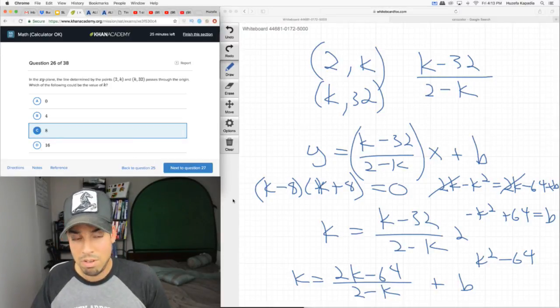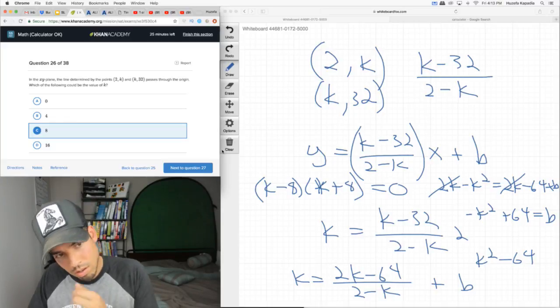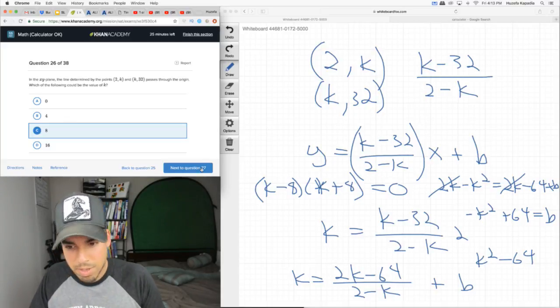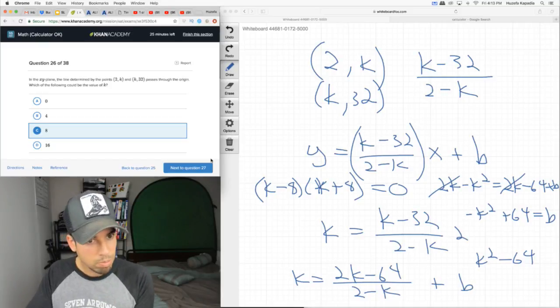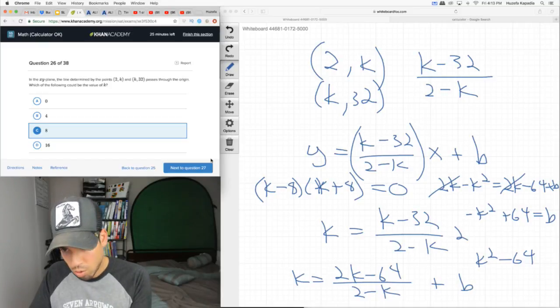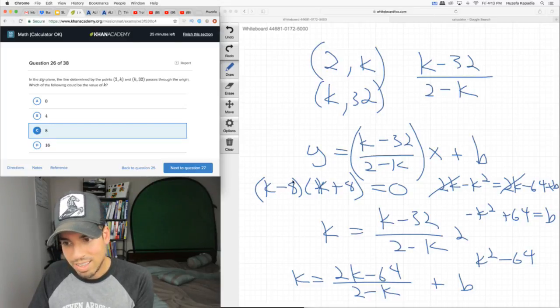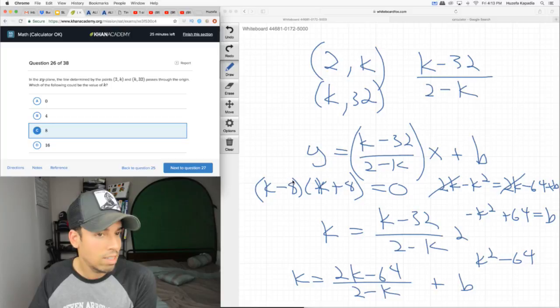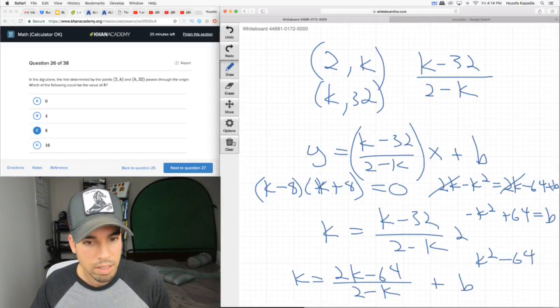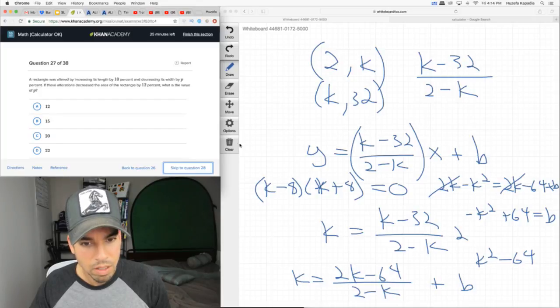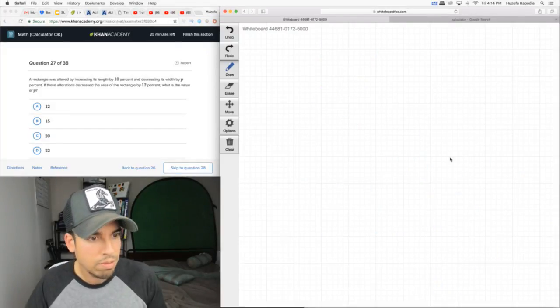Oh no, that feels weird to me. I have to go back and think about that. What I did was I set up an equation with the slope calculated, and then I chose one of the coordinates and plugged it in. I plugged in 2, k, and then I set b equal to 0, because b has to equal 0 if it passed through the origin, and then I solved for k. I think that's right. It's a pretty tricky question because I was quite confused at first.